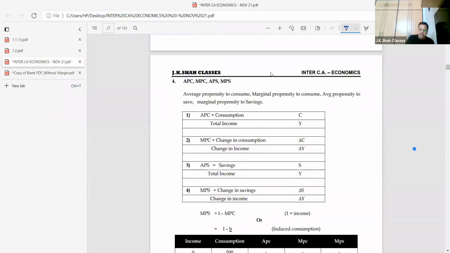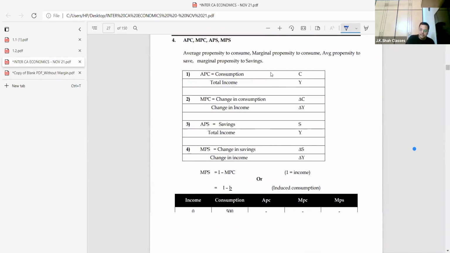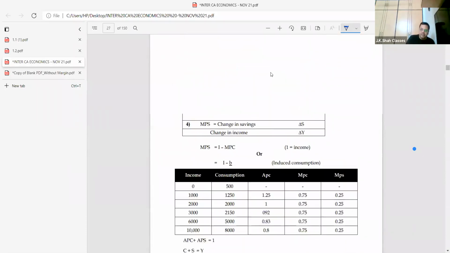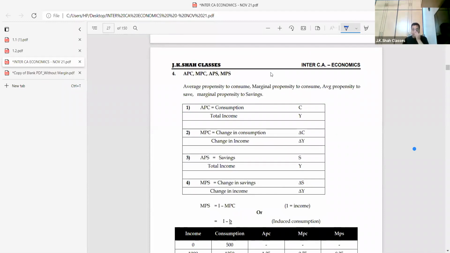Look here. See this concept, APC, MPC, APS and MPS. And this table is given, beta. Please, we'll read this. Kindly pay attention. Average propensity to consume, marginal propensity to consume. What is APC? The formula is consumption upon income, C upon Y. MPC is delta C upon delta Y. Clear now? APS is what? Come on, tell me. S upon Y. And MPS is delta S upon delta Y.